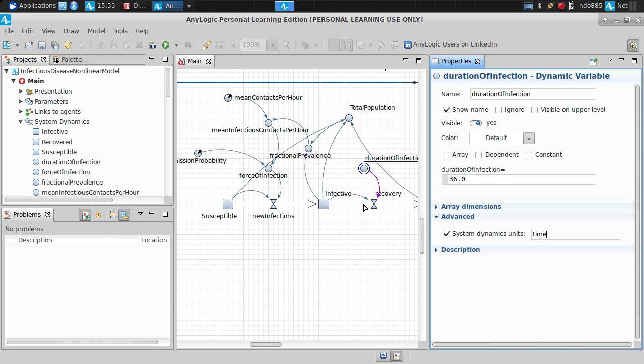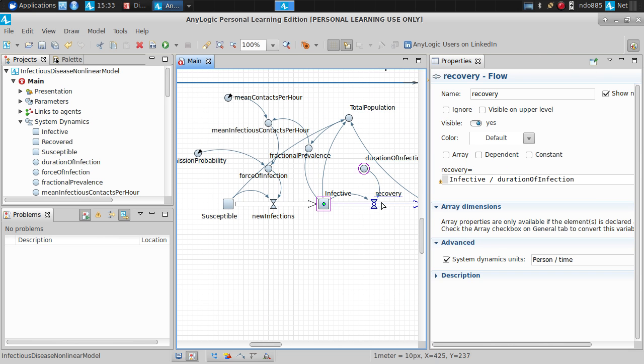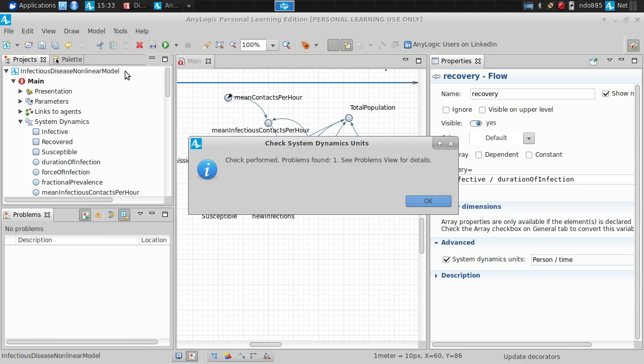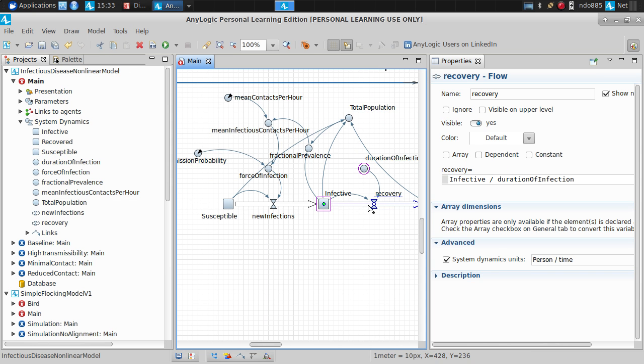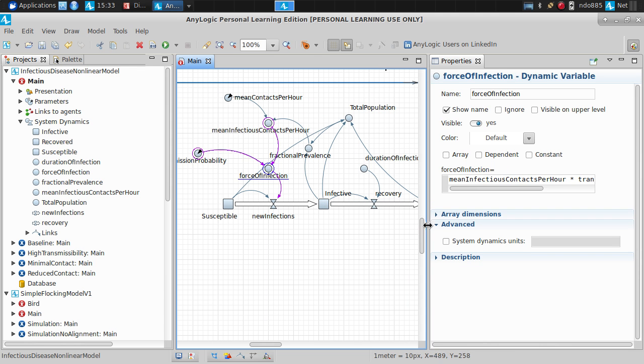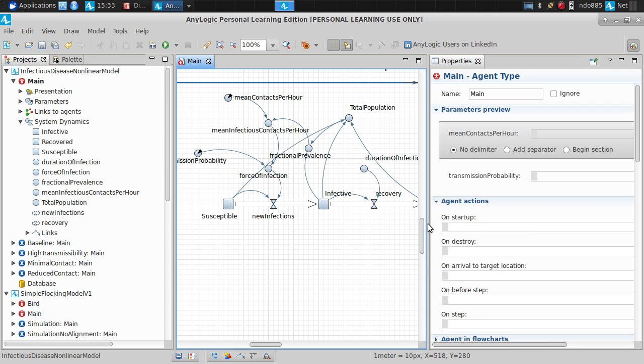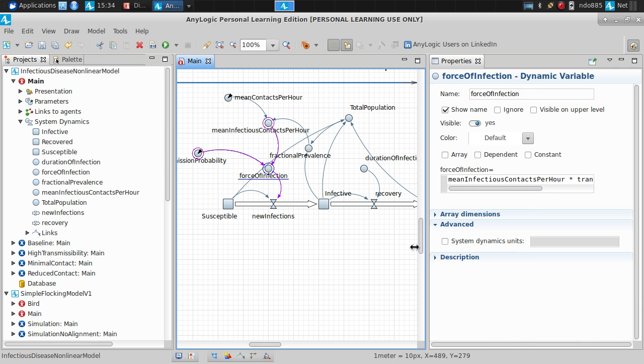Now, let's reason about that. Well, it's going to reason about it for us. But the flow is infective divided by this, right? It's got to be time. Yeah, this thing is divided by time. Great. Okay, so we could continue to do check. Okay, problems found. Okay, it looks like that made it a happy camper. Now let's go to the force of infection. I think I understand why it's showing these kind of spurious errors.